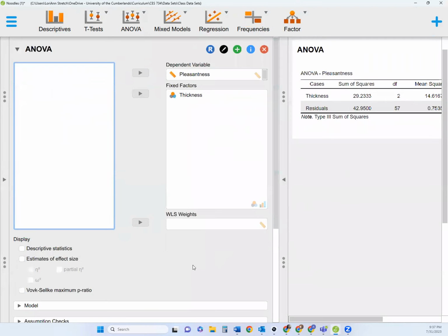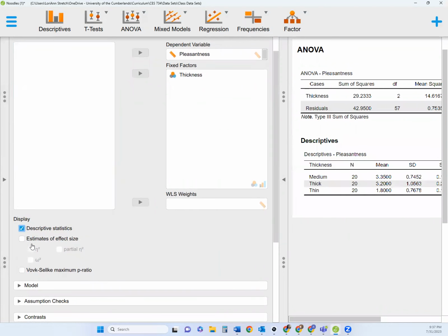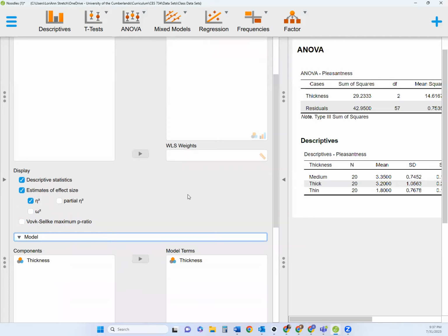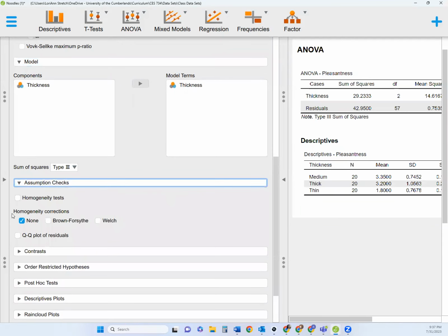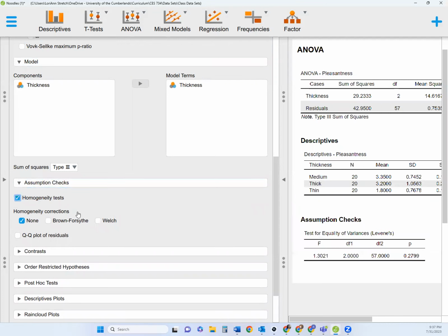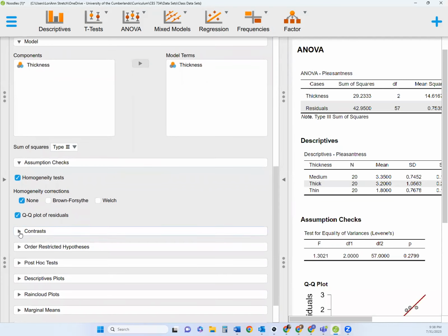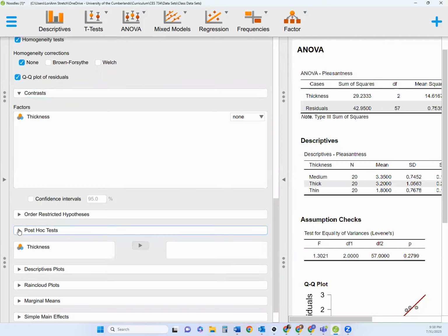And so we're going to go back out and we can get some descriptive statistics. We can get our effect size, which will be important if we have a significant finding, which we do. Under model, we don't need to change anything there. Under assumption checks, we do want our homogeneity test. And we can get our QQ plots to see the linear regression. I don't think there's anything under contrast. No, but under post hoc.